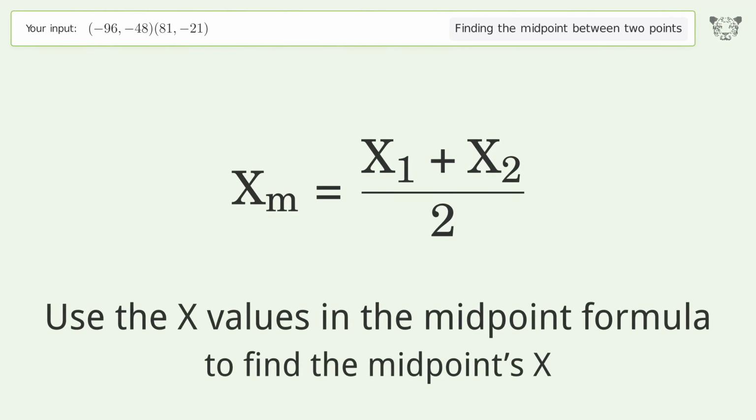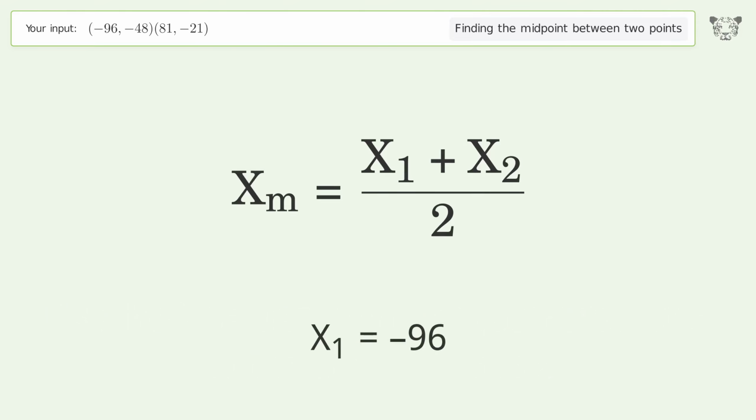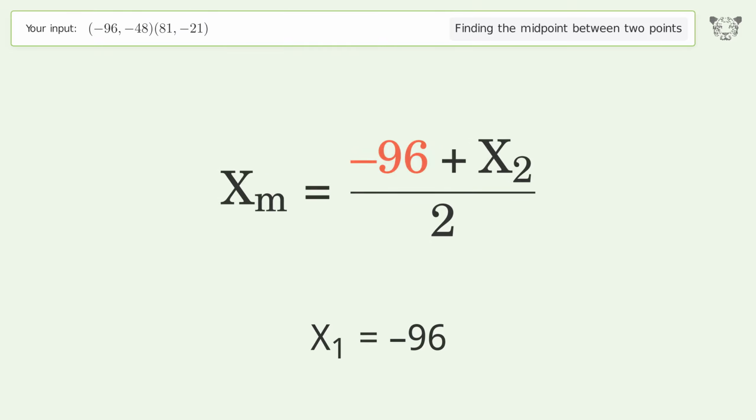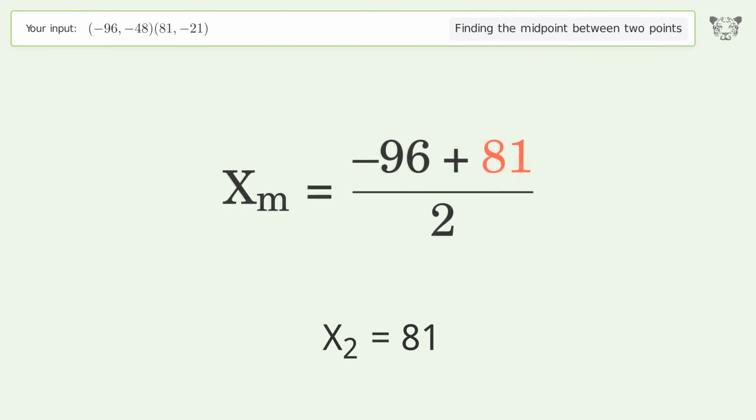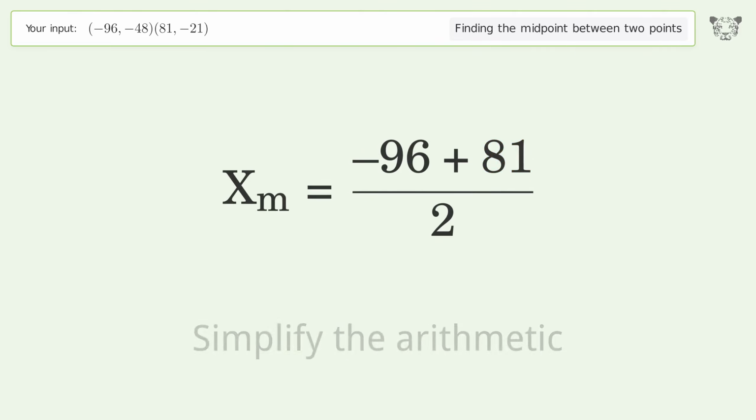Use the x values in the midpoint formula to find the midpoint's x. x1 equals -96. x2 equals 81. Simplify the arithmetic.